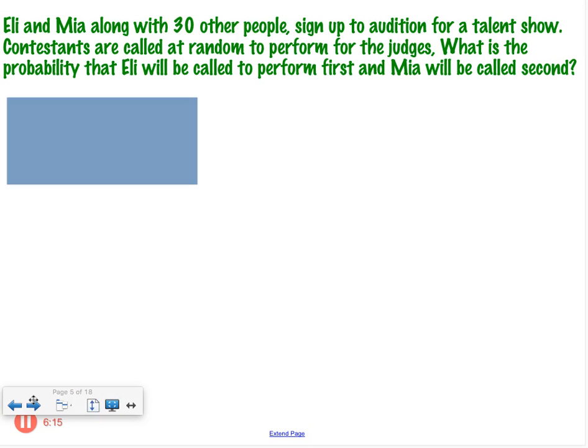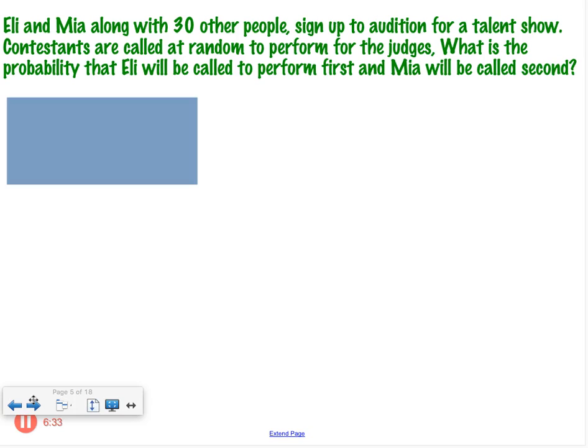It says Eli and Maya, along with 30 other people, signed up to audition for a talent show. Contestants are called at random to perform for the judges. What is the probability that Eli will be called to perform first, and Maya will be called to perform second?